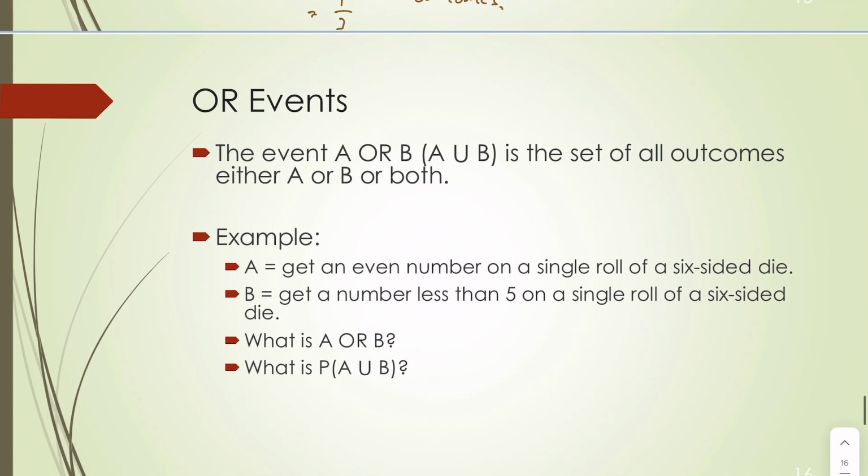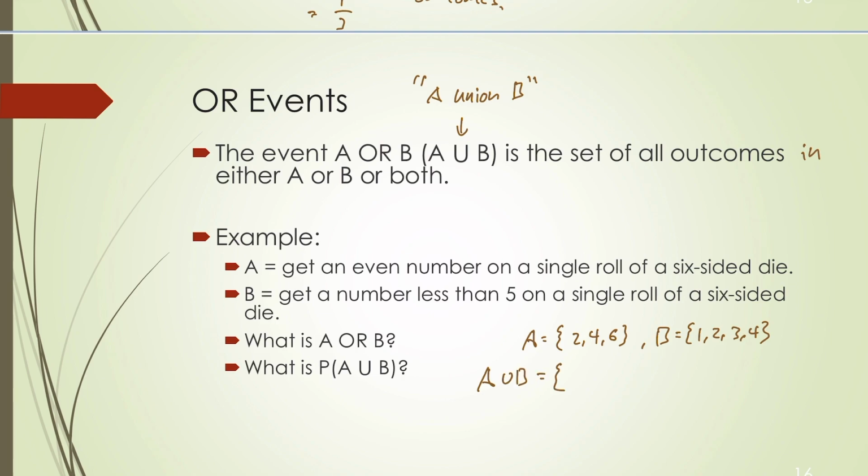The event A or B, written A union B, is the set of all outcomes in either A or B or both. Okay, back to our example. Same example as before. So A equals 2, 4, 6. B equals 1, 2, 3, 4. And now A or B is going to be the set. All right, let's see. It could be in A or B or both.